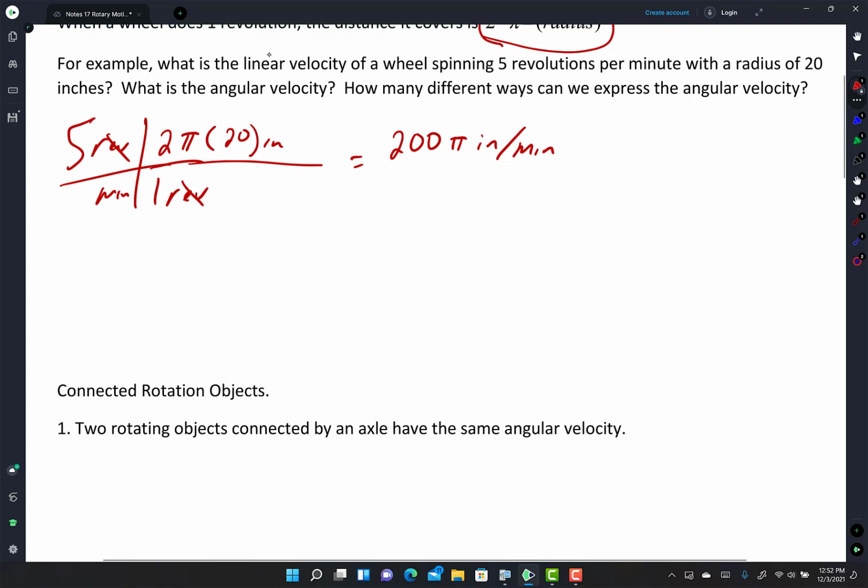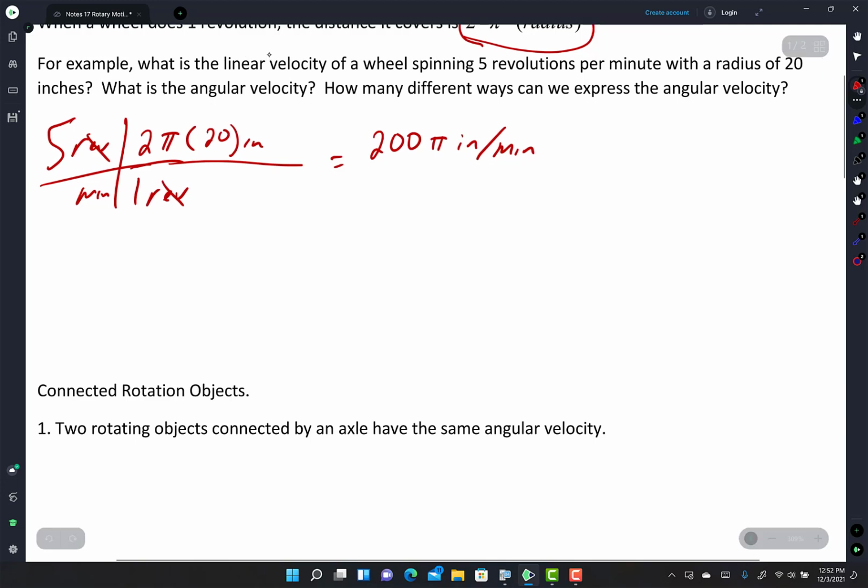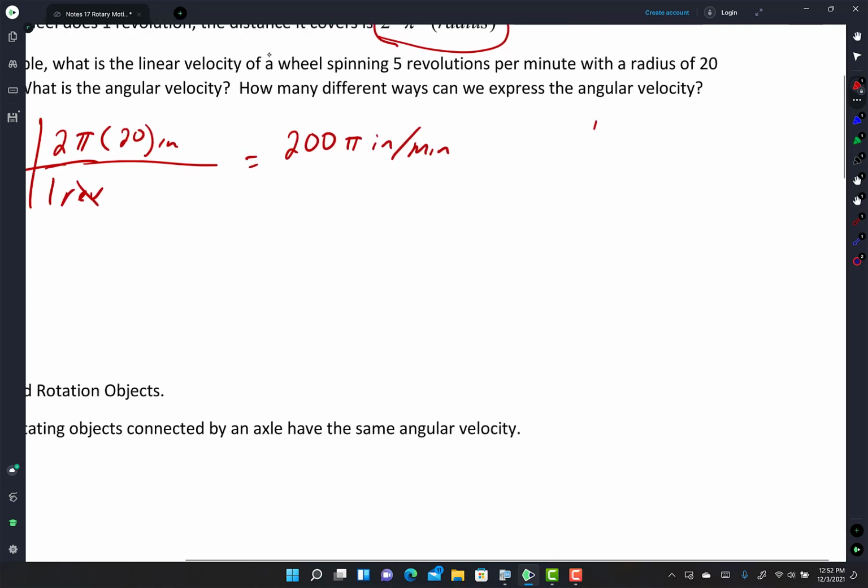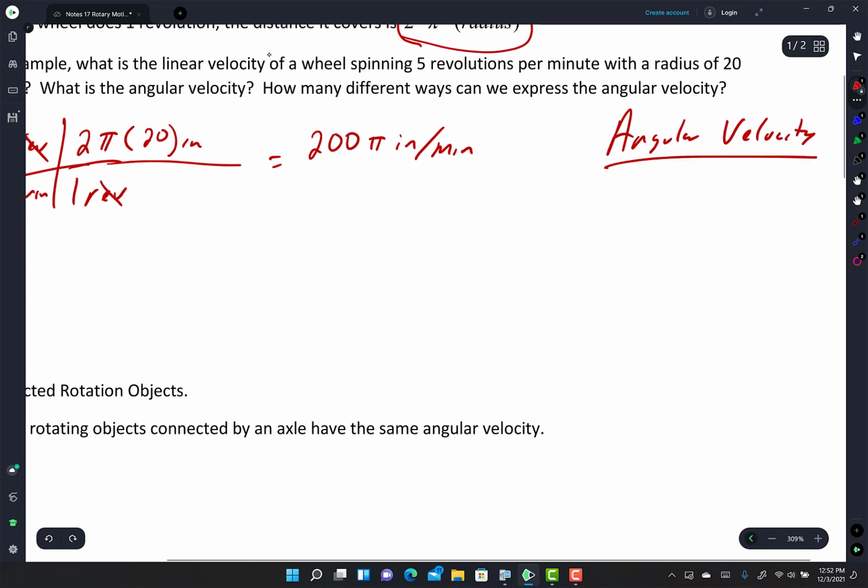What is the angular velocity? How many different ways can we express the angular velocity? All right, they didn't tell me what units to use, so I'm going to write angular velocity. The first one that is obvious, I hope, is 5 revolutions per minute. That's not the only way you can express it. If you wanted this in revolutions per hour, 5 times 60, what's that, 300? You can say 300 revolutions per hour.